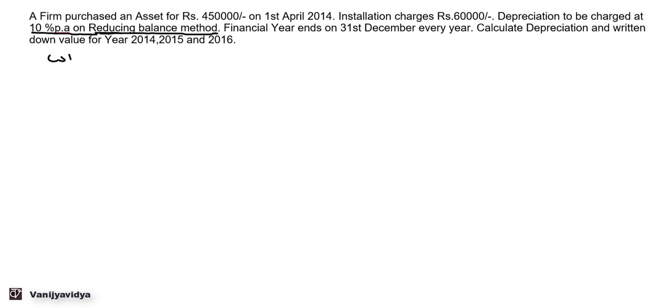Let's start. Working note. Cost of asset. How much is the cost of asset? 4,50,000 plus 60,000 installation charges. So that comes to 5,10,000.